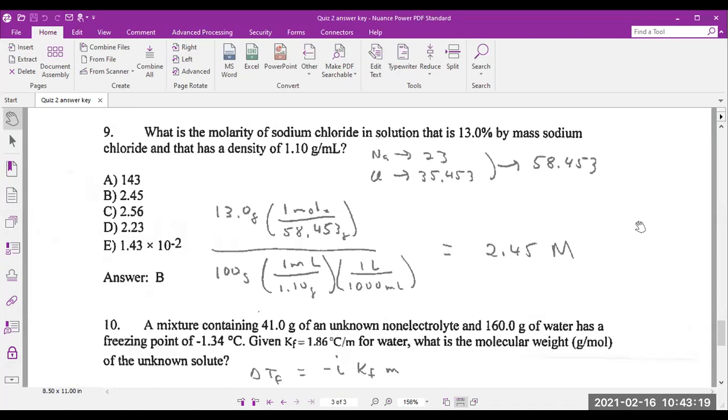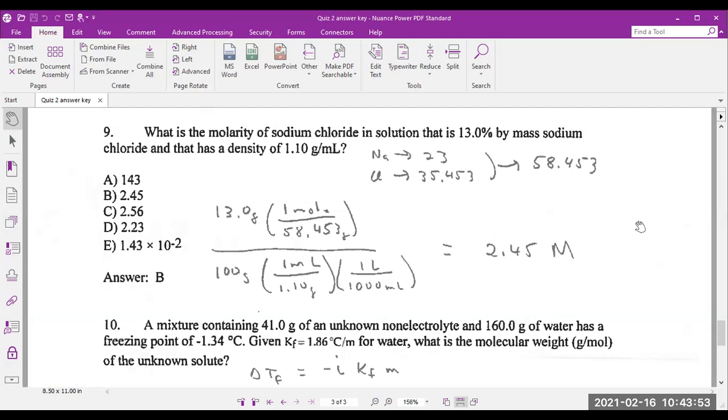So we start by converting our 13 grams of sodium chloride into moles, using the molecular weight, the 58.453 value for sodium chloride. Now we have the grams converted to moles in our numerator. In the denominator, we take that 100 grams, because we said that since it's a percent, it's 13 grams of sodium chloride per 100 grams of solution.